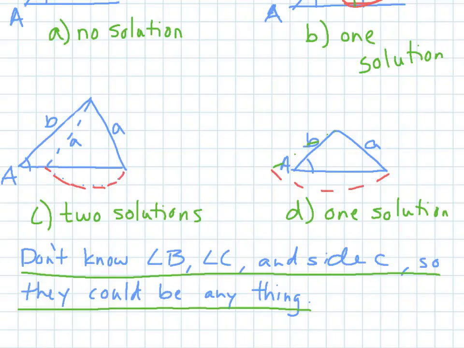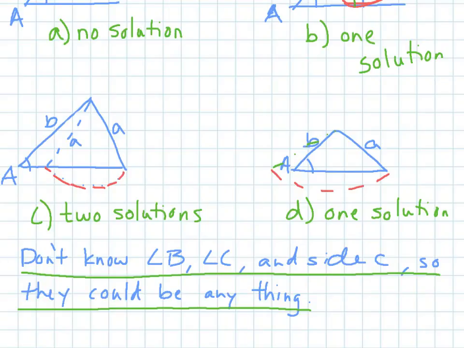So there's two different ways of getting one solution, where it could just barely touch once or be so long that it touches out, but then the arc of it would be behind angle A. So then there'd be one solution. And then you could also have two solutions with example C, and example A is no solution. So there's four different ways this could happen. And you just have to keep in mind that we don't know angle B, angle C, and side C until we decide which category we're fitting this into.